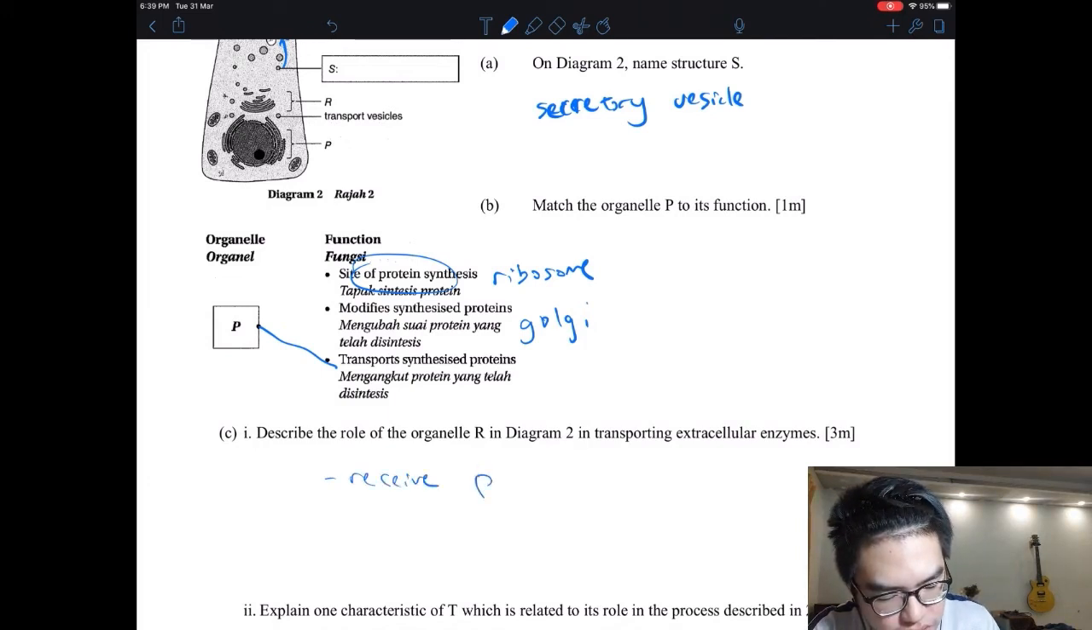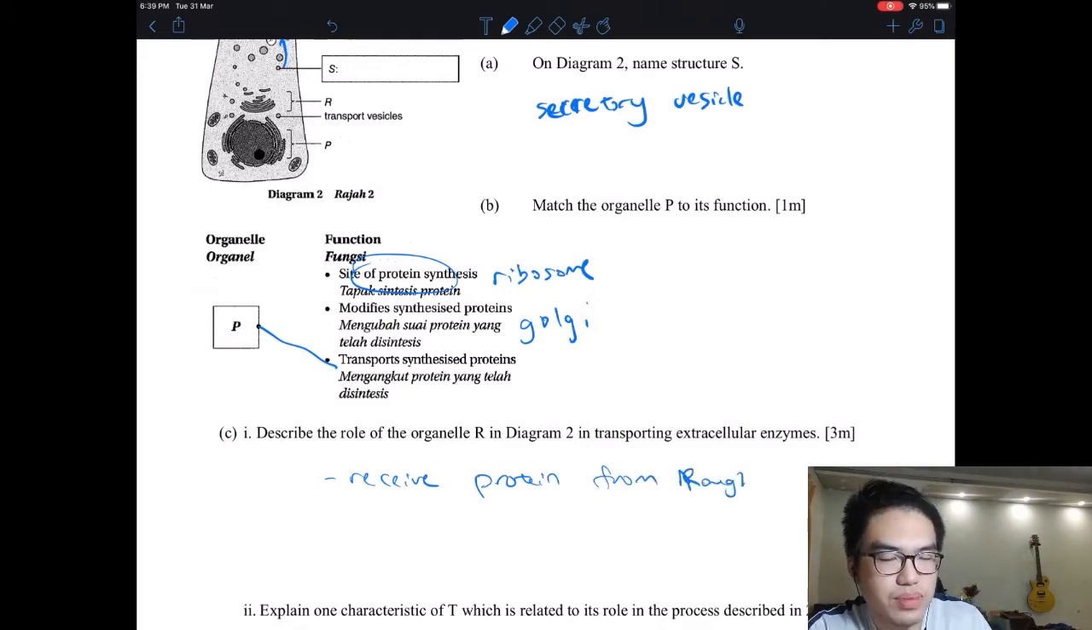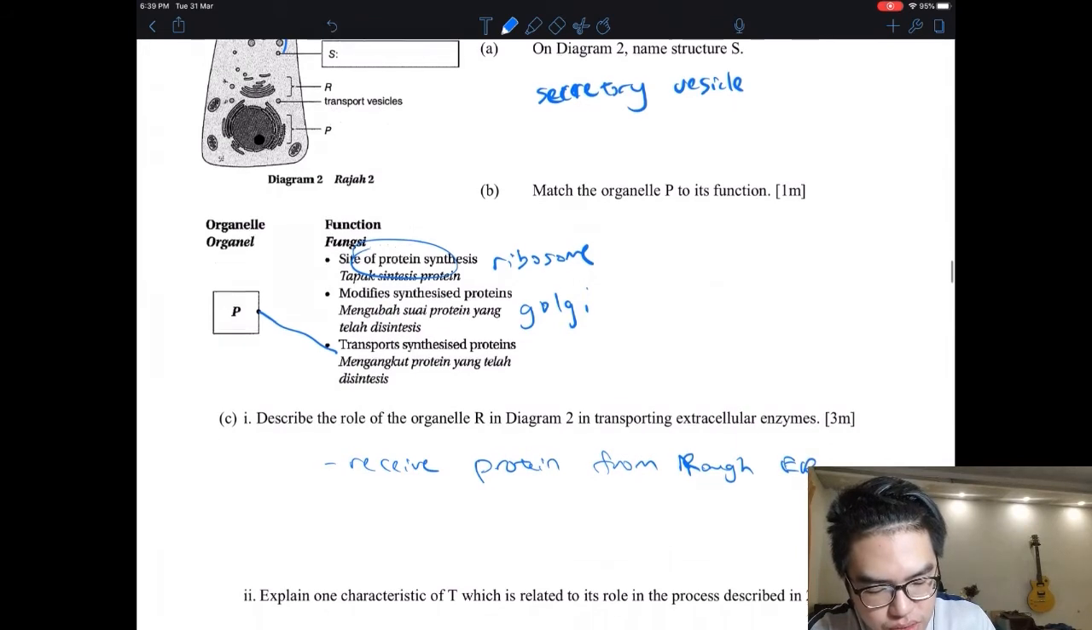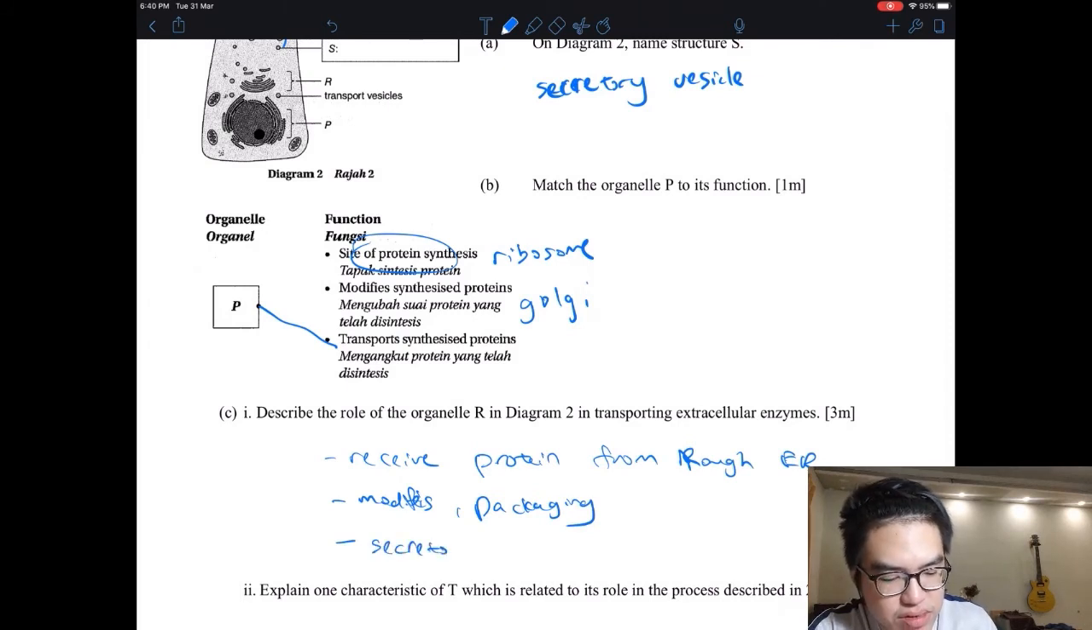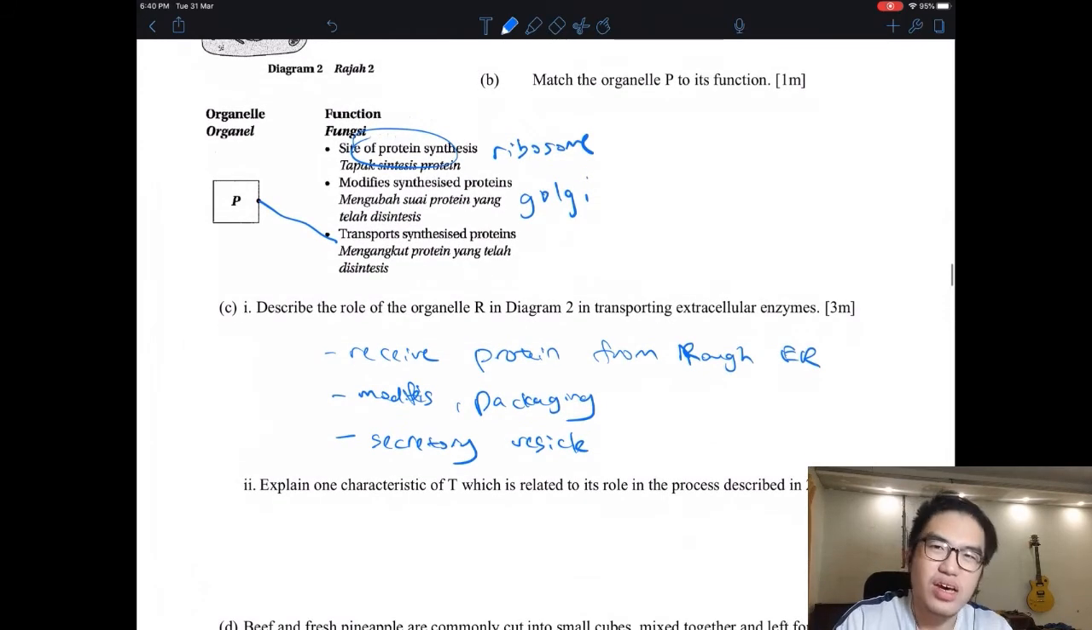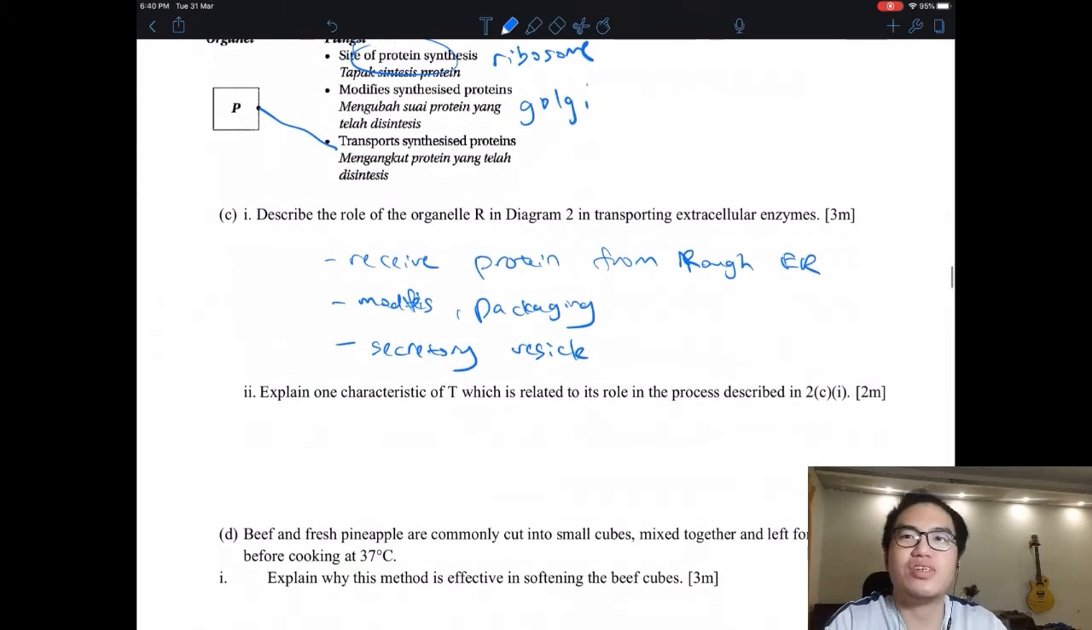protein from the ER, from the rough ER. Please don't say RER in exam, please say rough ER. And then it modifies, packages, and so on. And then it makes it into secretory vesicle. Basically, it's your packaging guy in the factory, putting the labels on the t-shirt and packaging them nicely.